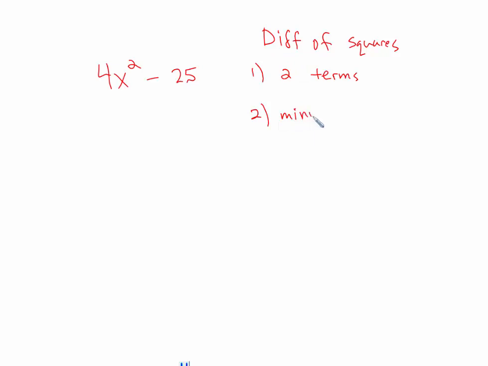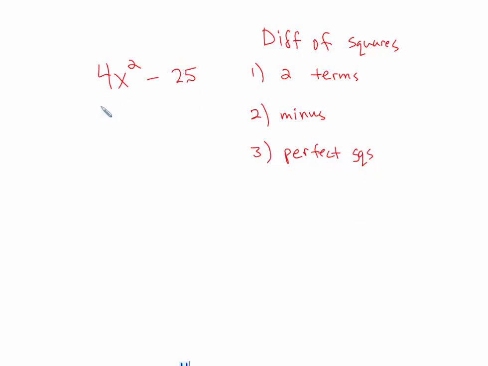Let's say you have something like 4x squared minus 25. Okay. This was known as a difference of squares. Right? And there were three requirements that I gave you in order for a problem to be a difference of squares. First one, you have two terms. Second, it has to be a minus sign. That's why it's called difference. And the third, right, both of these terms need to be perfect squares. Okay, they have to be perfect squares.